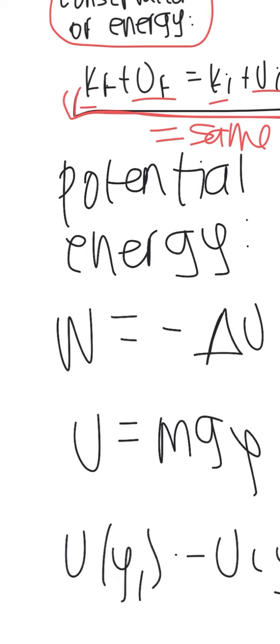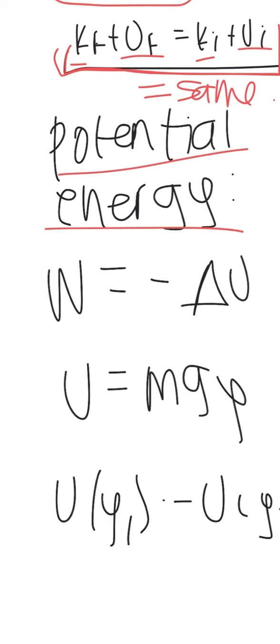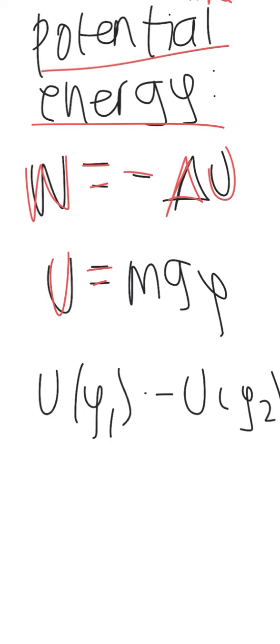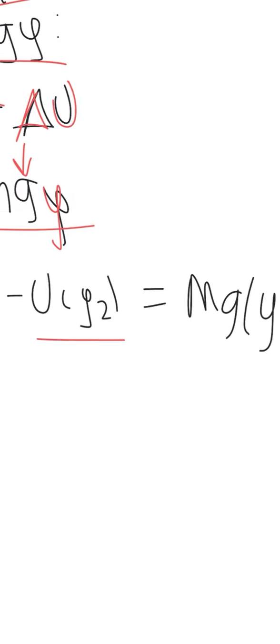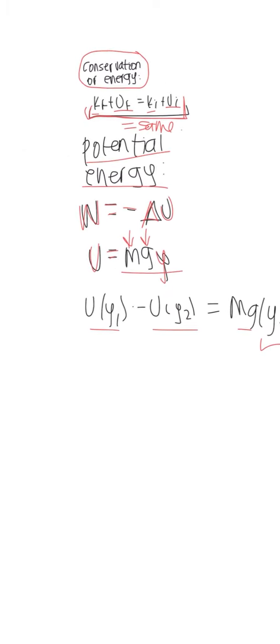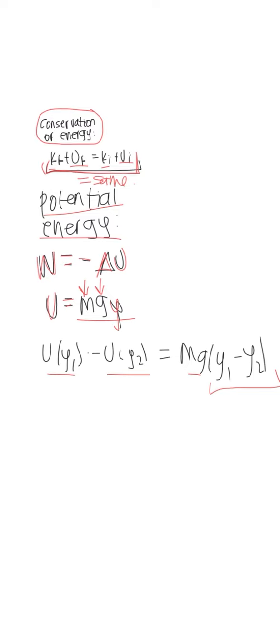Now we can also look at how to calculate potential energy. Potential energy is when the work is equal to the negative change in the potential energy. So if the potential energy is equal to mgy, or the mass times gravity times y, then we know that Uy initial minus Uy final, or the second one, is equal to mg times (y initial minus y final). And that's how you calculate the potential energy, or that's how you know what the potential energy is.